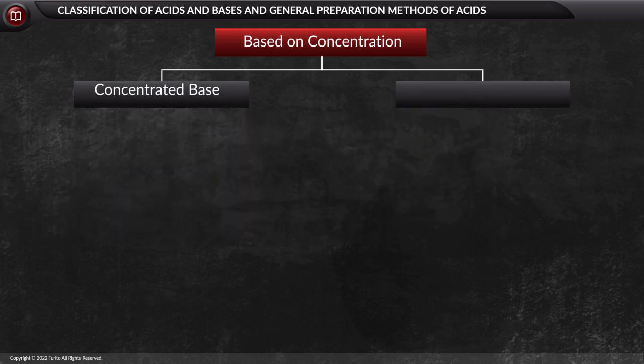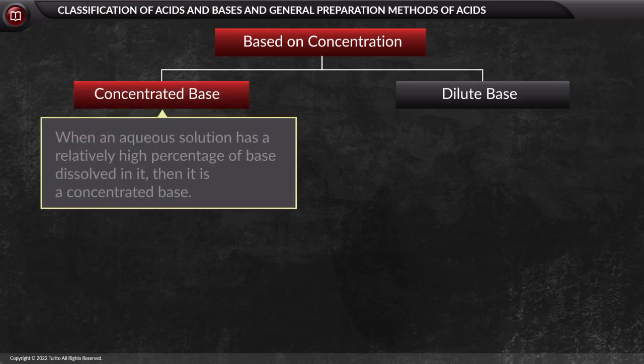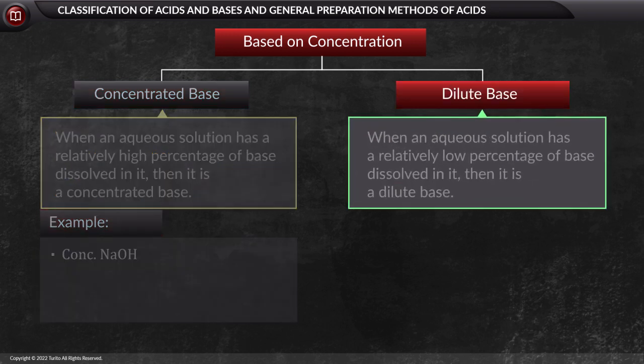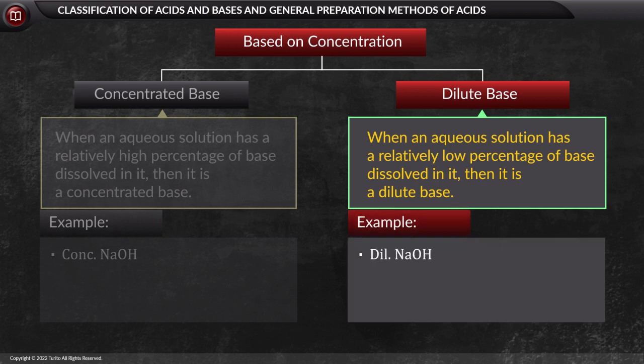The concentration of the base depends upon the amount of base dissolved in water. It is of two types, that are concentrated and dilute base. Concentrated base. When an aqueous solution has a relatively high percentage of base dissolved in it, then it is a concentrated base. For example, concentrated NaOH. Diluted base. When an aqueous solution has a relatively low percentage of base dissolved in it, then it is a dilute base. For example, dilute NaOH.